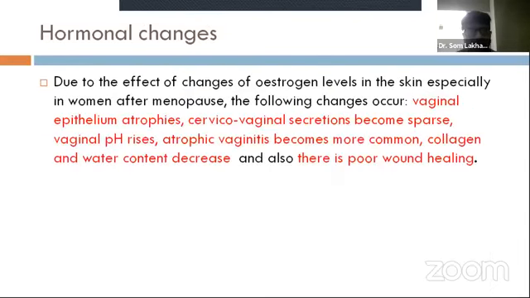And the third important factor is hormonal changes, especially in women. The estrogen and progesterone levels fall after menopause, because of which the vaginal epithelium atrophies, the cervicovaginal secretions become sparse, the vaginal pH rises, atrophic vaginitis becomes more common, and collagen and water content decreases. Also, there is poor wound healing associated with aging. So these are some of the hormonal causes of aging.